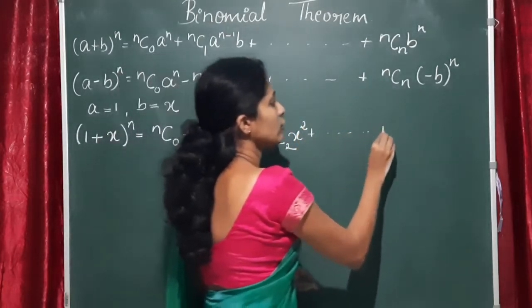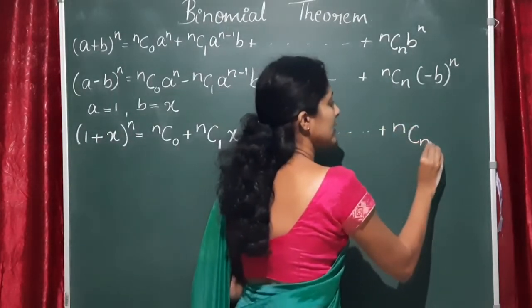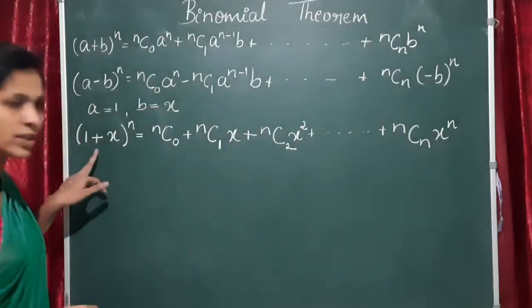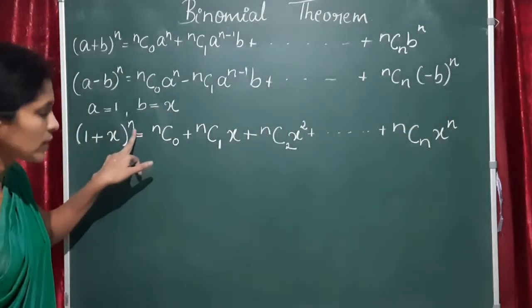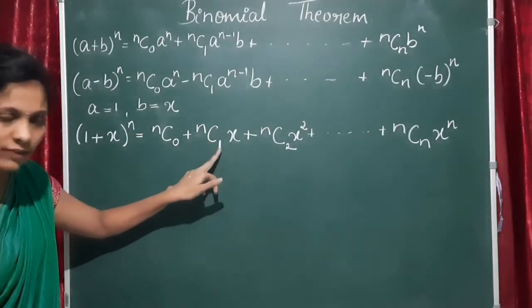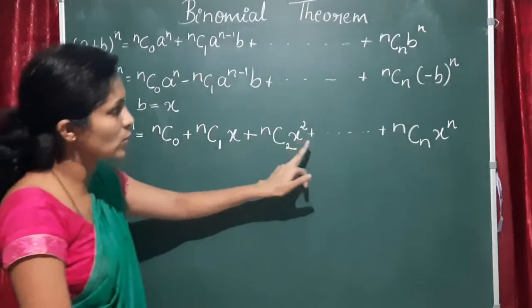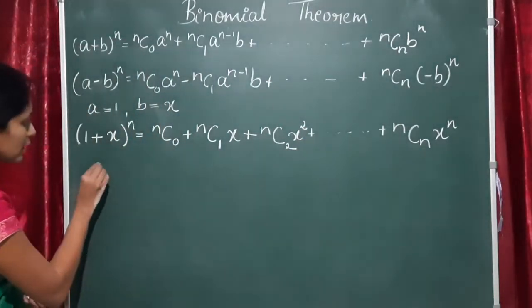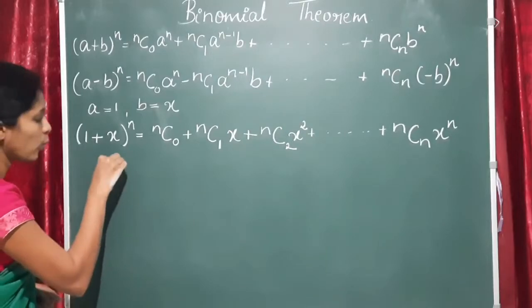So the last term will be nCn x to the power n. Is it clear? So this is the important expansion: (1 plus x) whole to the power n is equal to nC0 plus nC1 x plus nC2 x square till nCn x to the power n. One more case, if I write x is equal to 1.